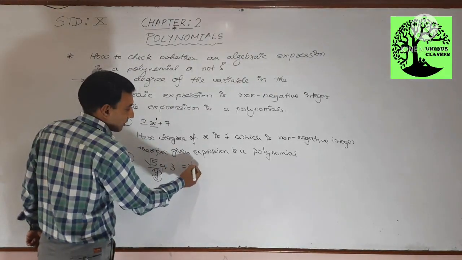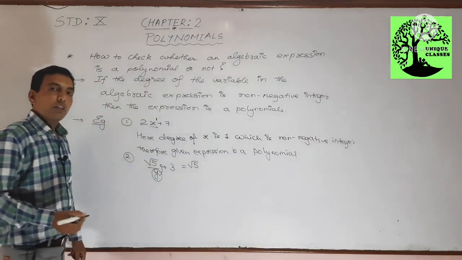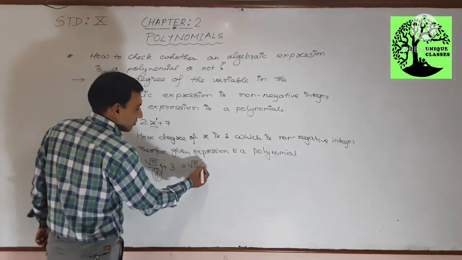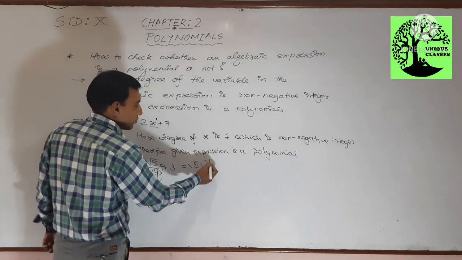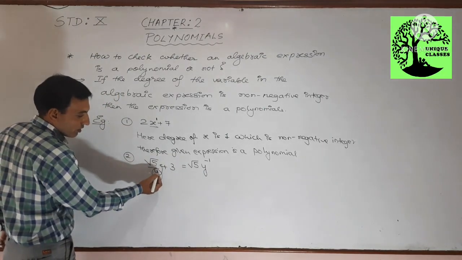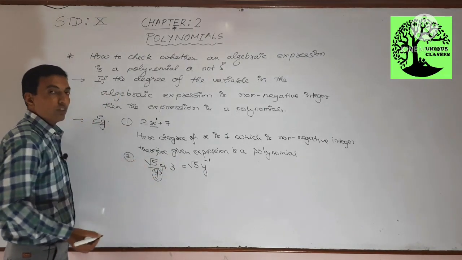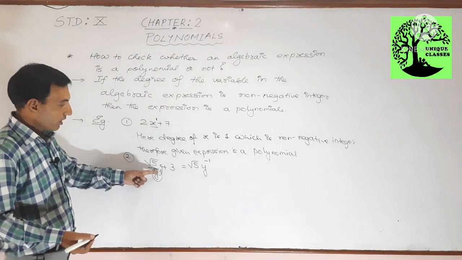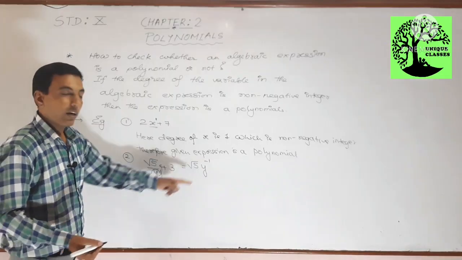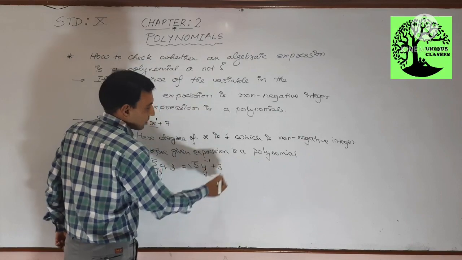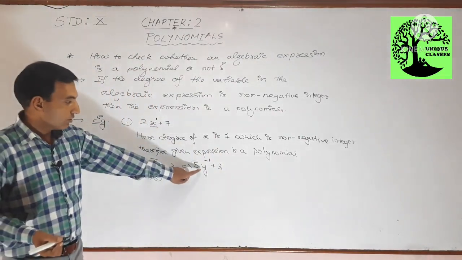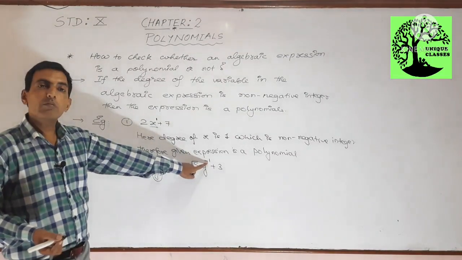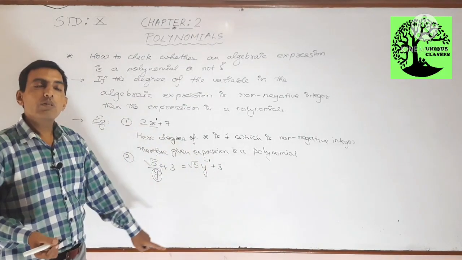When I take the reciprocal, as you studied in the chapter on powers and exponents last year, it will be written as y raised to minus 1. When it is in the denominator, the power is positive 1, but when you write it as a reciprocal, the power becomes negative. So it will be y raised to minus 1 plus 3. Now student, you look again at the degree of the variable. The degree of the variable is minus 1, which is a negative integer.